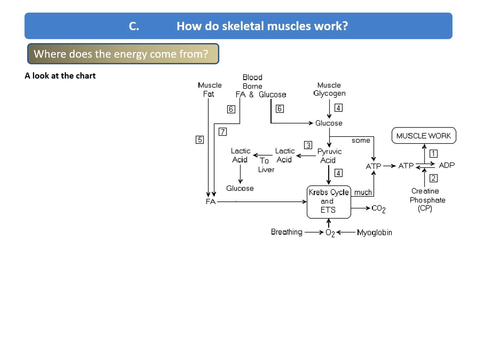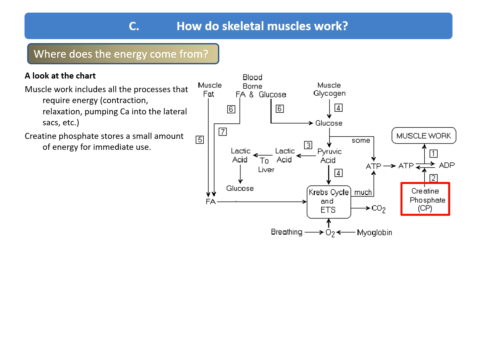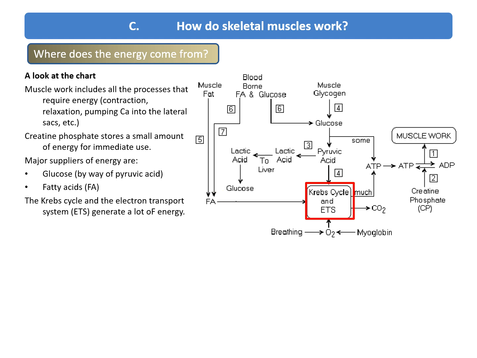Let's see what this diagram shows. Muscle work includes all those processes that require energy: contraction, relaxation, pumping calcium into the lateral sacs, and so forth. Creatine phosphate is a molecule that stores a small amount of energy. The energy can be supplied immediately and quickly. Major suppliers of energy are glucose and fatty acids.